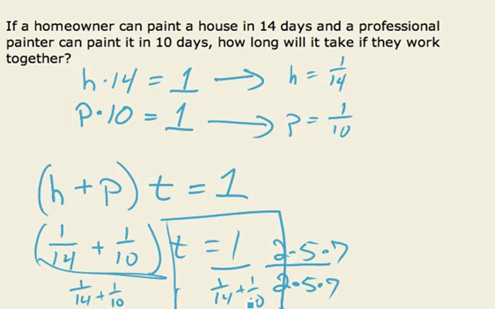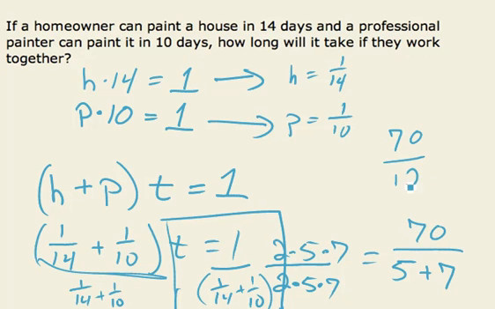And what happens here? Well, when I multiply 2 times 5 times 7 by 1/14, the 2 and the 7 cancel with the 14. I'm left with a 5. When I multiply 1/10 by 2 times 5 times 7, the 2 and the 5 cancel with the 10. I'm left with 1 times 7. What happens in the numerator? Well, I have 1 times 2 times 5 times 7, which, you could do the multiplication. 5 times 7 is 35, times 2 is 70. Right? 70 over 5 plus 7. 5 plus 7 is 12. So this is equal to 70 twelfths.